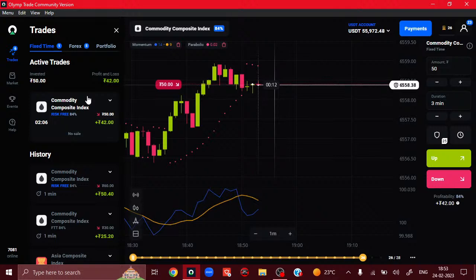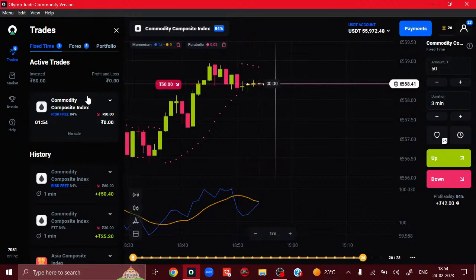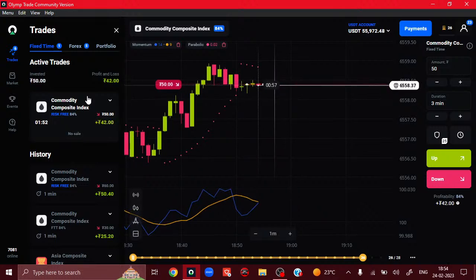So we have one active trade right now in commodity composite index. Let us wait for this trade to close, guys. Meanwhile, if you want to discuss anything, again, please feel free in the live chat, guys. I would really appreciate your questions, your doubts, any clarifications you want regarding anything. So let us wait for this trade to close, then we will enter into the next trade, guys.